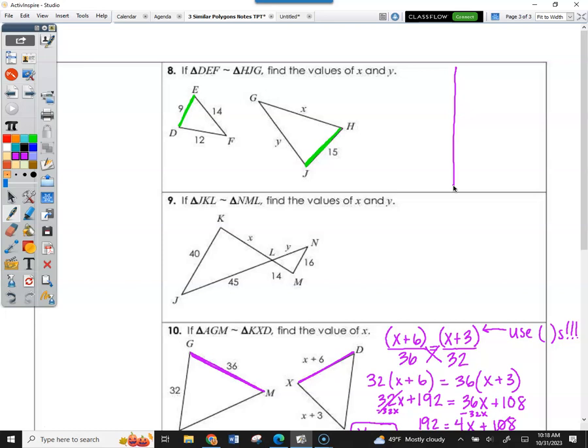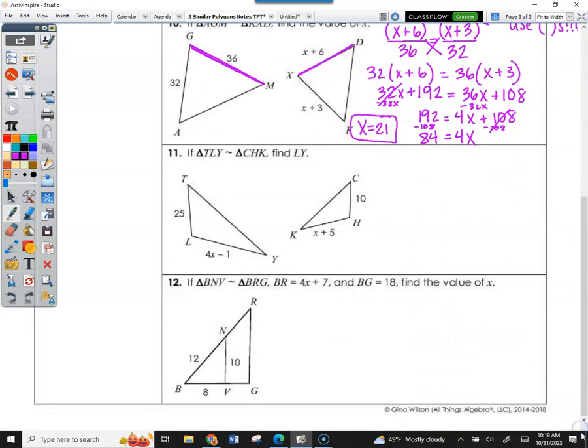Now, there's one on here that is slightly different. If you come down here, look down here. Number 11. Please pay attention right here. It does not say stop at X. It says find the length of LY. So make sure to find X, then plug it in.